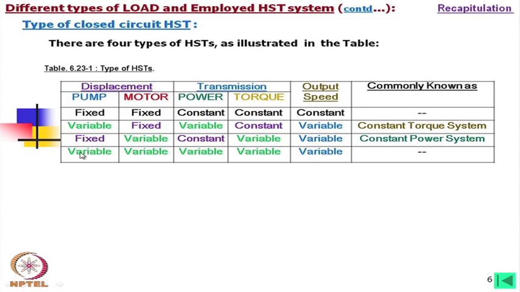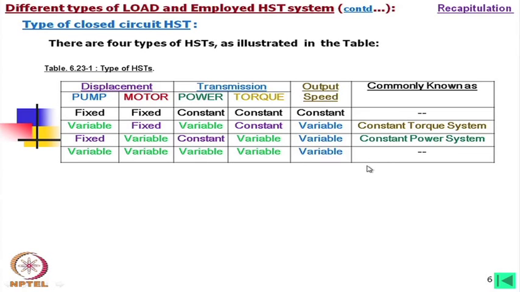Now, all variable means we can keep it at a certain position. So this will be fixed, this will be fixed, or this might be variable, this is fixed. This means that if we make this one variable, then we can have all three pressures out of this. Now, this has no special name. This can be made a constant power system, a constant torque system, or an ordinary system. But this will definitely be expensive. Otherwise, I would suggest in every case we can go for such an arrangement.